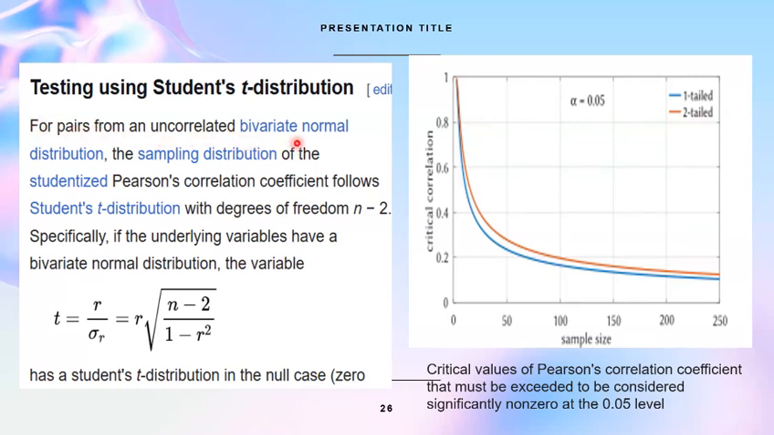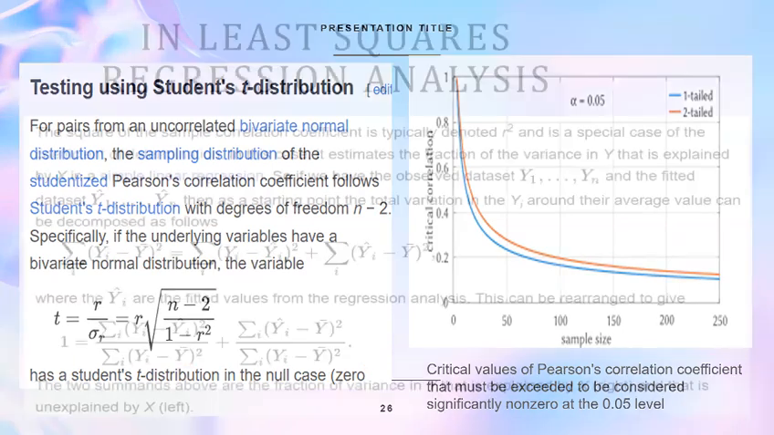So for pairs from an uncorrelated bivariate normal distribution, the sampling distribution of the standardized Pearson's correlation coefficient follows a student's t distribution with degrees of freedom n minus 2, specifically because it's bivariate. If the underlying variables have a bivariate normal distribution, the variable could be expressed like this. So it has a student's t distribution in the null case, where the correlation is considered as 0.